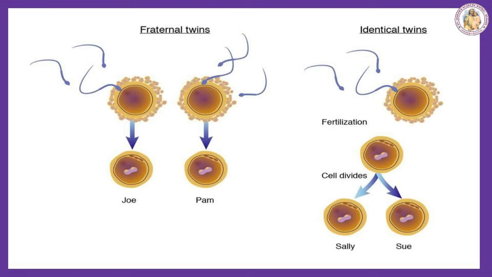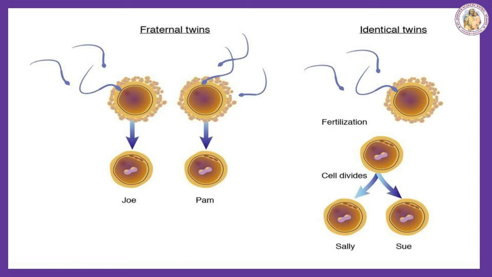Sometimes you will have noticed identical twins and non-identical twins, isn't it? So what is meant by identical twins? How is it possible? If the ovary releases two eggs, each fertilized by a different sperm, that results in non-identical twins, that is two eggs, two sperm. Non-identical twins are always called fraternal twins.